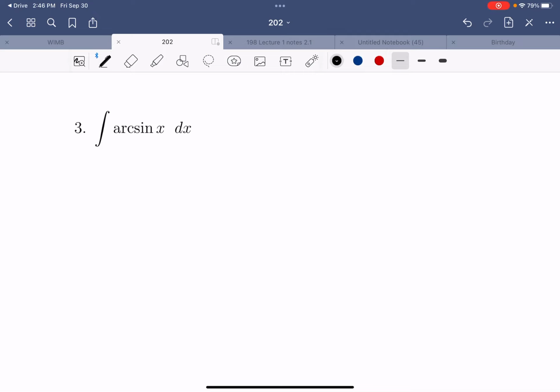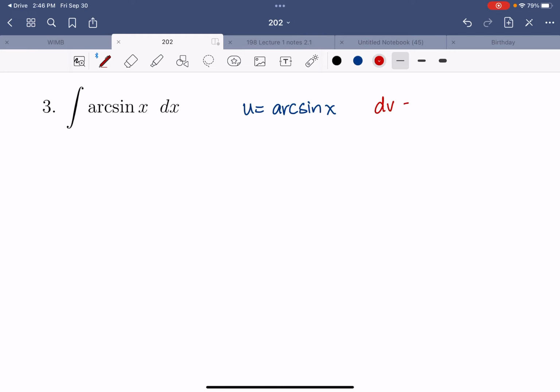So when we go to use our integration by parts, we're going to let our u be our arcsine, because if I knew what the antiderivative of it was, I would just do it. Your dv then here is dx, which means that v is x. For du, we need the derivative of arcsine. And the derivative of arcsine is 1 over the square root of 1 minus x squared dx.